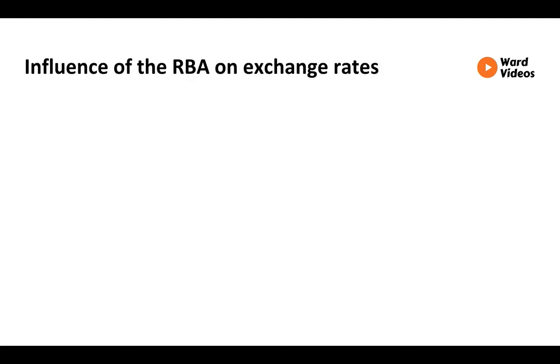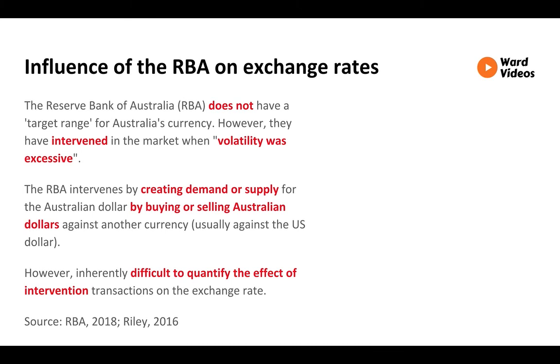So, what influence does the Reserve Bank of Australia, RBA, Australia's central bank, have on the exchange rate? The Reserve Bank of Australia does not have a target rate for Australia's currency. However, they have intervened in the market when volatility was excessive. The RBA intervenes by creating demand or supply of the Australian dollar by buying or selling Australian dollars against another currency, usually the US dollar. However, inherently, it is difficult to quantify the effect of intervention transactions on the exchange rate.